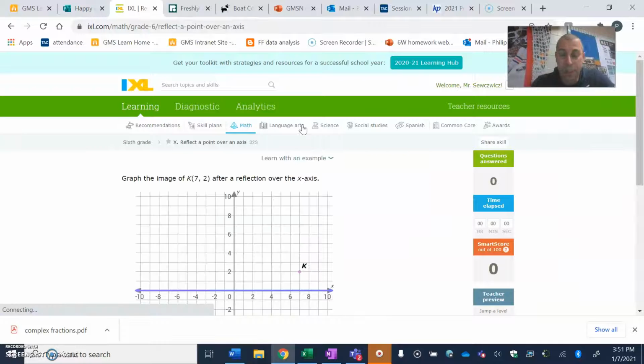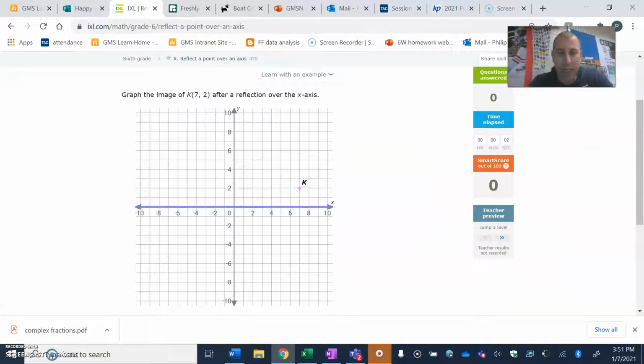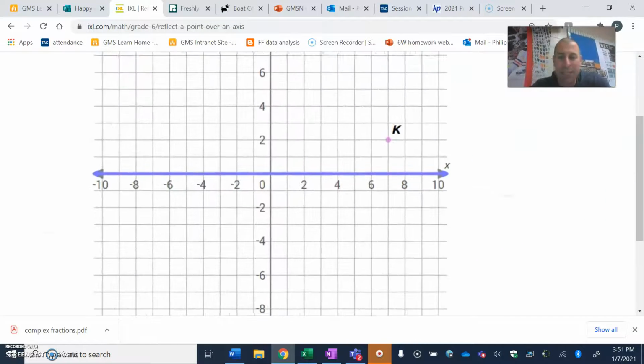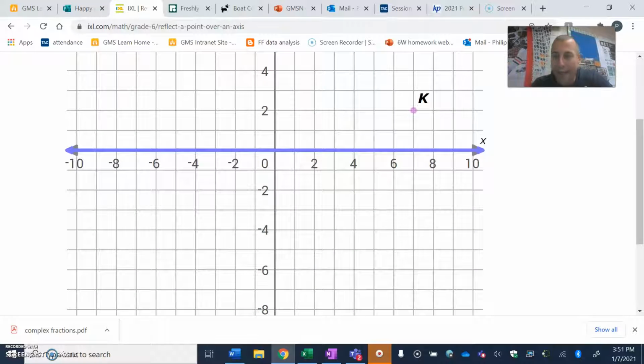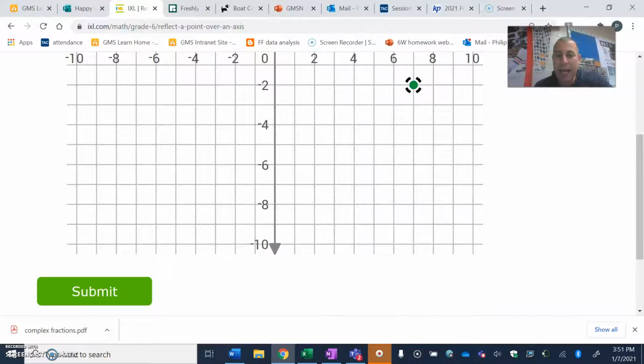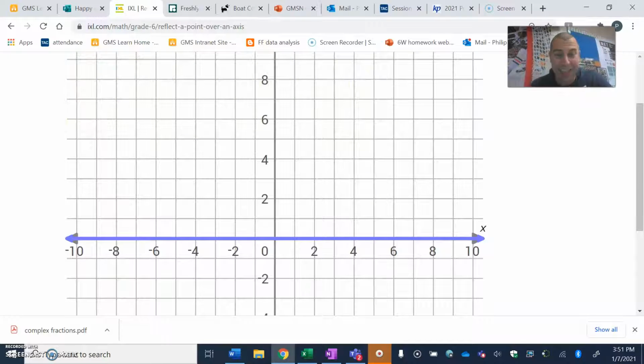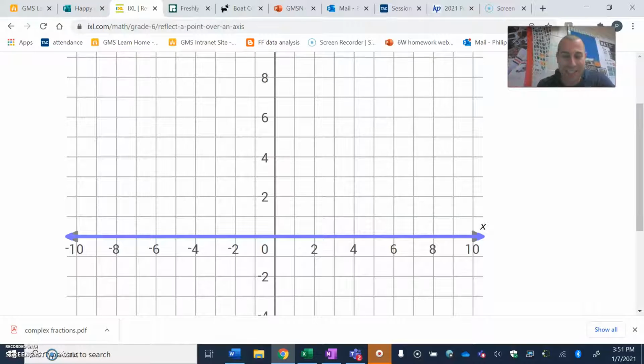So here we go. A reflection is the same distance away from the line that you're reflecting over. I notice here that the letter K is 1, 2 away from the reflection line, so I also need to go 1, 2 away. Click, and there we are. That's it, people. It's counting. You just got to make sure that you count the same distance here.